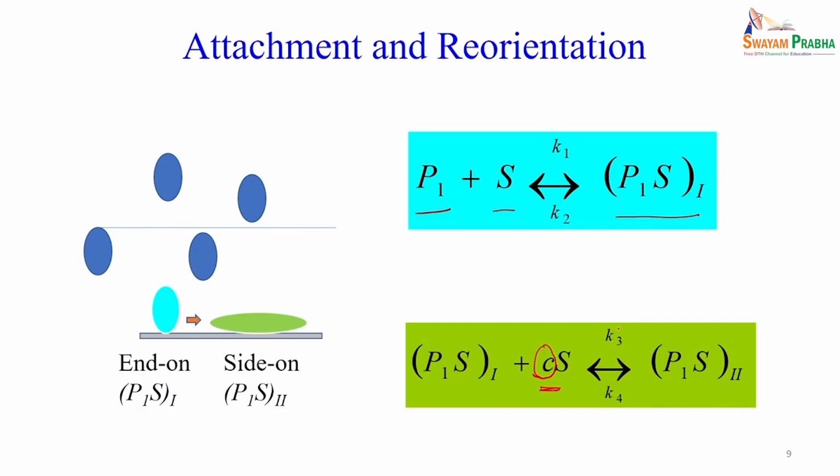think of either reversible or irreversible. If it is reversible, we will have K3 and K4. If it is irreversible, we will have only K3, and it is now going to the P1S2 conformation or the side on orientation. So, it is coming to the end on orientation, then going to the side on orientation. So, these are the two main steps, attachment and reorientation.